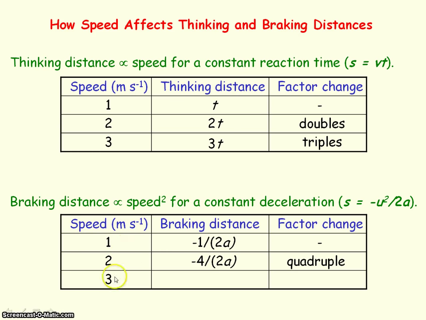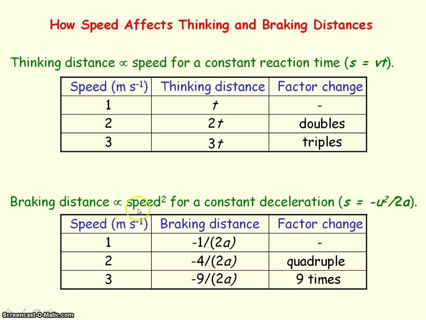When speed equals 3 meters per second, then the braking distance will equal 3 squared, which is 9, divided by 2A. So you can see when we have tripled the speed, we have 9 times the braking distance. So this is showing you that braking distance is proportional to speed squared.